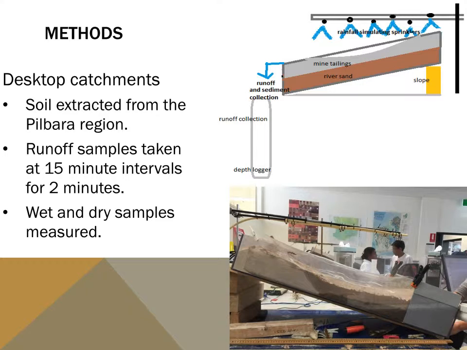Soil was extracted from the Pilbara region and placed in a desktop catchment which simulated a constant rainfall event as the sprinklers were turned on to their maximum. The soil was very fine-grained, loosely packed with occasional rock pieces. The catchment was firstly filled with river sand to about halfway up, and then the white soil was placed on top. Both concave and convex profiles were created in weeks 1 and 2 respectively. Runoff samples were taken at 15-minute intervals for 2 minutes, and the experiment ran for approximately 1 hour.